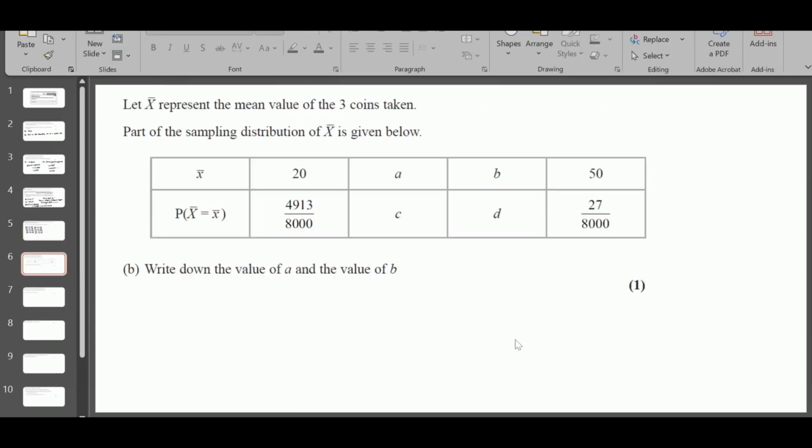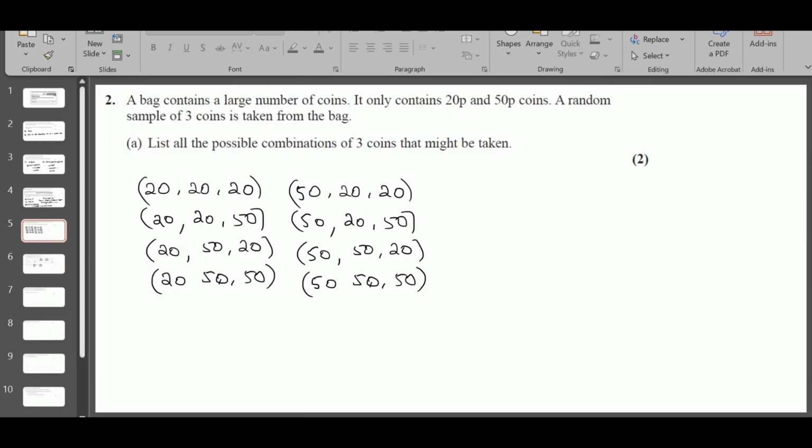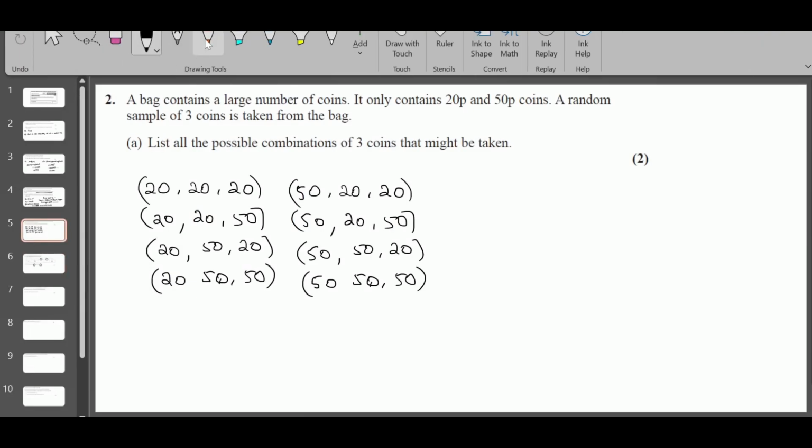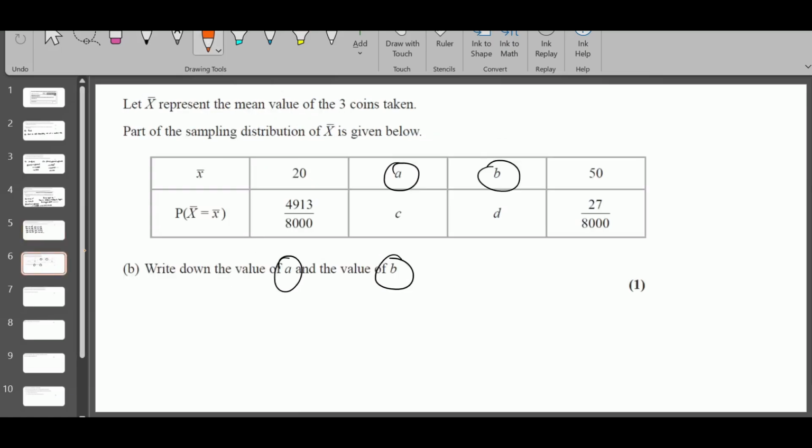Part B. X bar represents the mean value of the 3 coins taken. Part of the sampling distribution is given. Find the values of A and B. What are the mean values for these combinations? Mean values means you need to add the numbers and divide by 3, right? So this is going to be 20, this is 50. So they put 20 and 50 in the table, right? So what are the other 2 values?